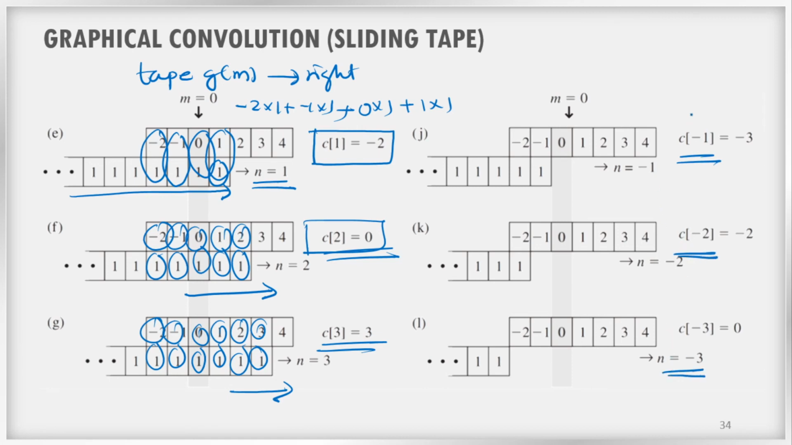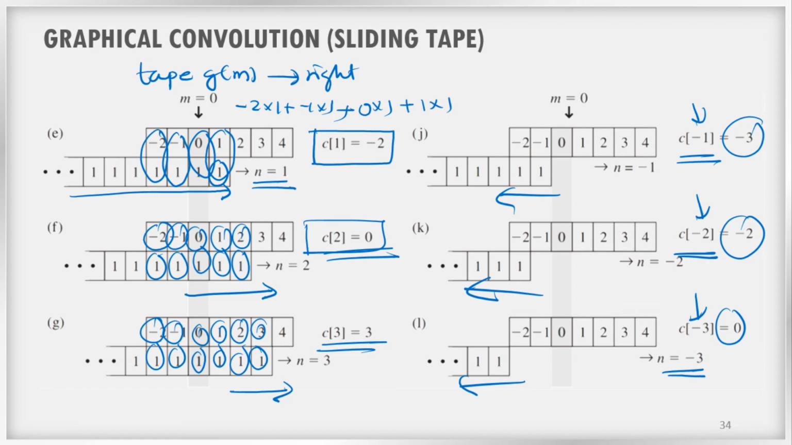You can see that when C of minus 1, minus 2 and minus 3 comes, the tape is going to the left. Okay, the tape is going to the left, right? So when n is positive, the tape is going to the right, and when n is negative, the tape is going to the left. Here also I can do the same multiplication and addition. So I will get minus 3, minus 2, 0. Like that I will get the values.